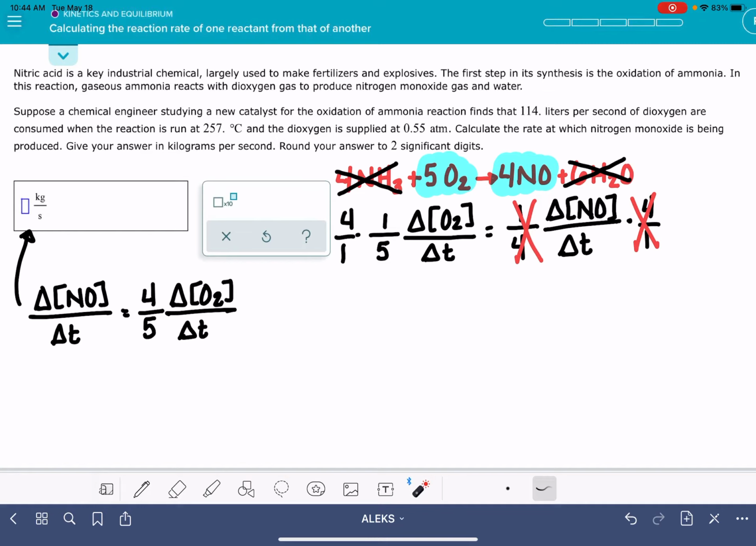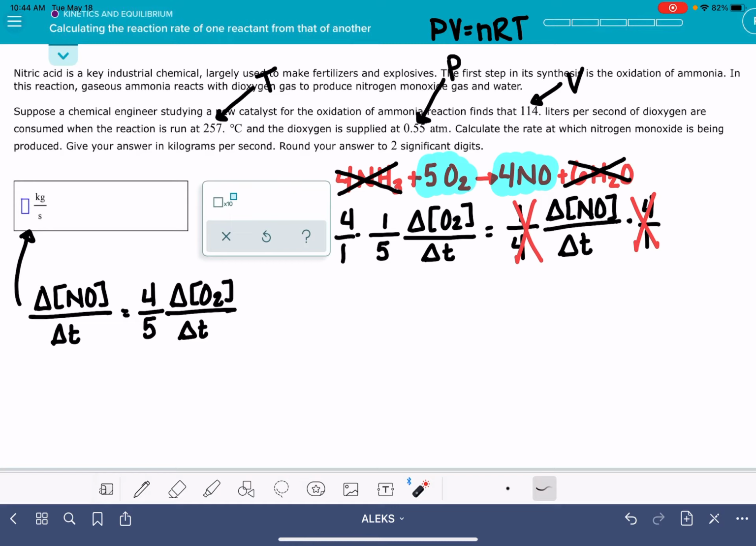Now, ALEKS couldn't just tell us the change in concentration of O2. That would be too easy. Instead, it gives us a bunch of information that we have to use to calculate this. It's telling us that we have 114 liters per second. That's giving us a volume. It's giving us the temperature of a reaction. It's giving us a pressure. This starts to look like a gas law problem, PV equals nRT. It's not giving us a molarity, which is what we need to be putting into this box right here.